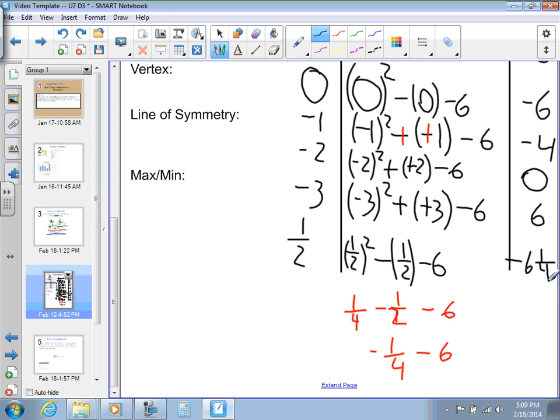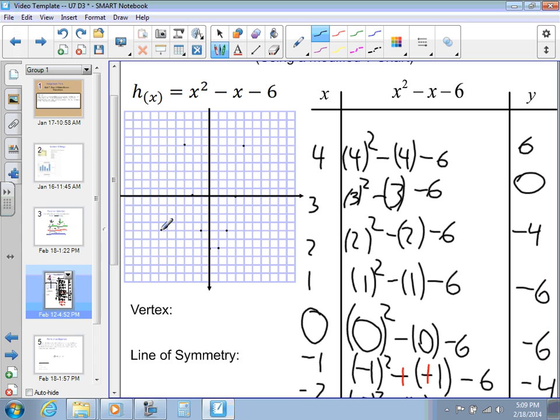Okay, so let's see if we can put that point in. I've got 1/2 and negative 6 and 1/4. But where is that going to be? 1/2 means right in the middle. And negative 6 and 1/4 is right about there. I didn't get it exactly in the middle, but you get the idea.